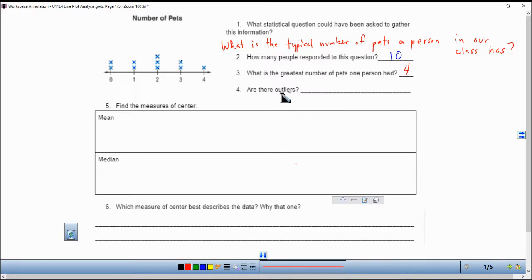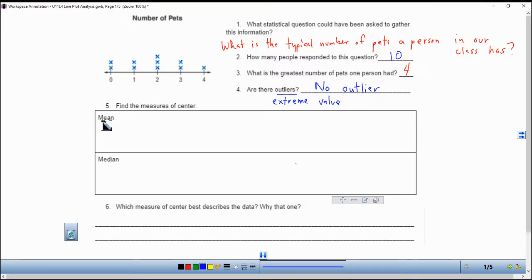Number 4 says, are there outliers? And an outlier, you could think of it as like an extreme value. Now, there are no outliers in this line plot. If you look at it, all the numbers are pretty close together. 0, 1, 2, 3, 4. If there was somebody with like 80 pets, that would be extreme. That would be an outlier. Even someone with like 10 pets, that would still be pretty extreme. So are there outliers? There are no outliers in this one. We'll see a couple today that do have outliers, but this one does not have one.